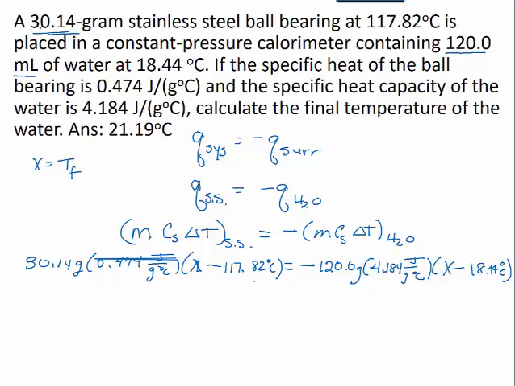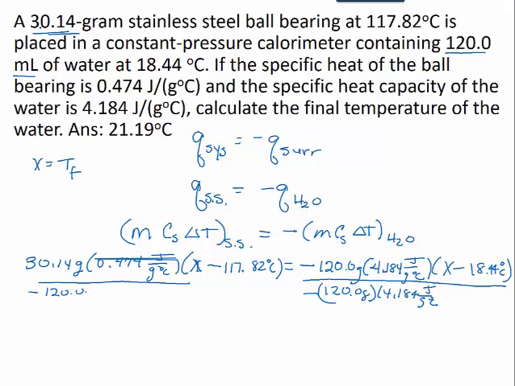First thing I'm going to do is get this part: negative 120.0 grams and 4.184 joules per gram degree Celsius. I'm going to divide both sides by that value. The good thing about doing this is it all cancels on this side, and on this side the grams are canceling and all of these units are canceling.